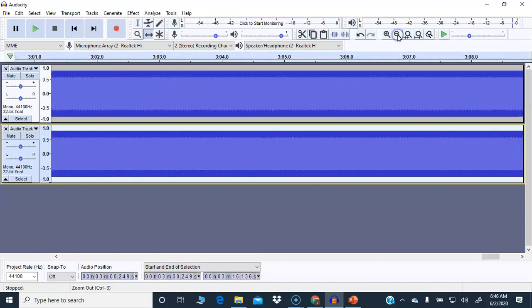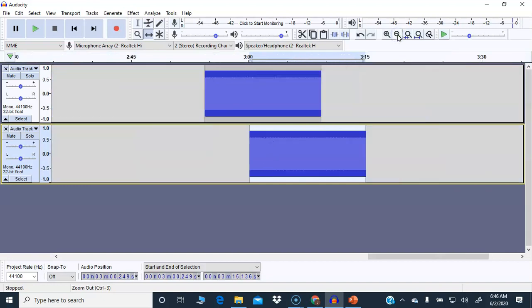So I'm going to zoom back out again. And I'm going to go ahead and play them at the same time. At the beginning, you're going to hear just the top wave. Then you're going to hear them play at the same time when you see them overlapping here. And then at the end, you're only going to hear the bottom wave. So let's go ahead and see what that sounds like.